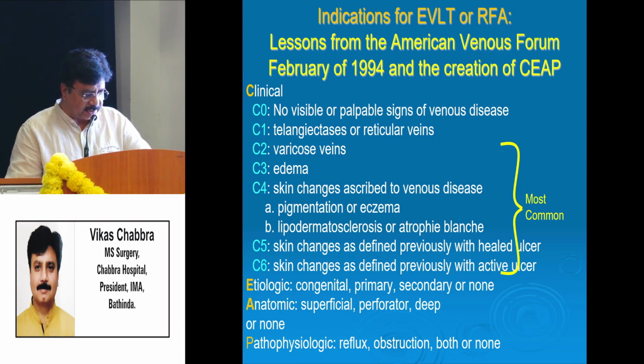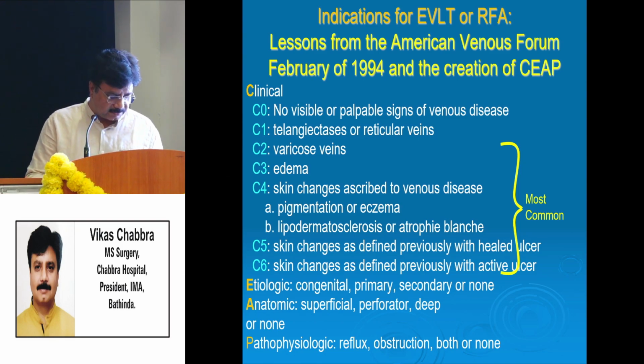Etiology can be congenital, primary, or secondary. Anatomically, it can involve superficial veins, perforator veins or deep veins. Pathophysiological classification is reflux, obstruction or both. Most commonly we get patients from C2 to C6 level.